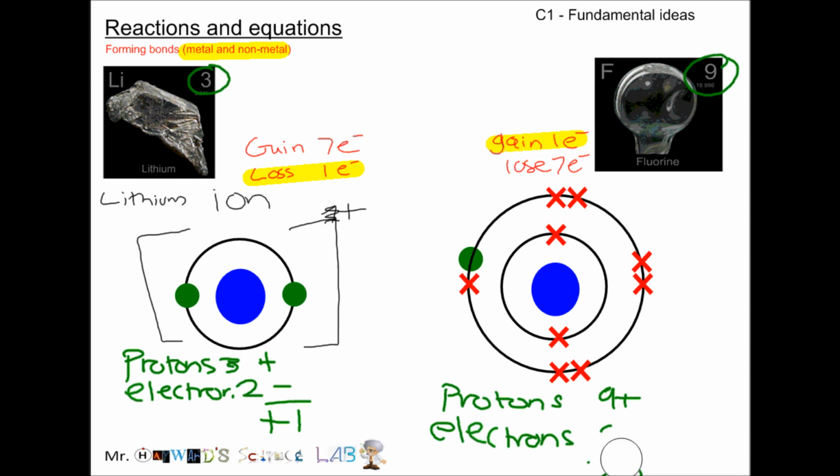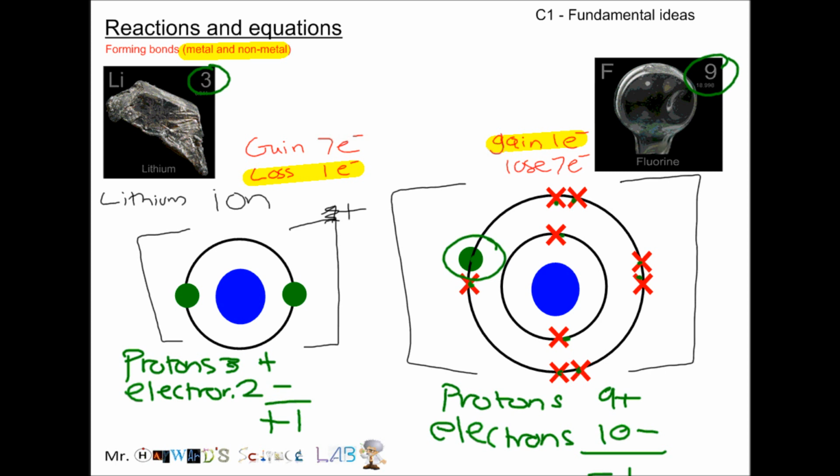However, now you have gained an extra electron. So you've actually got 1, 2, 3, 4, 5, 6, 7, 8, 9, 10 electrons. So you've got 10 negative charges, and that gives you an overall charge of -1. Same way as we represented the lithium ion, we represent the fluorine as an ion. Okay, so the brackets and the negative charge there.